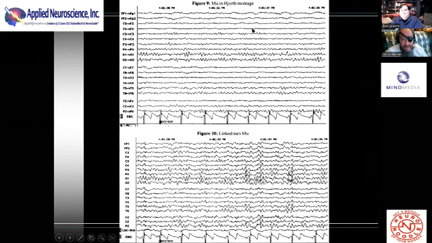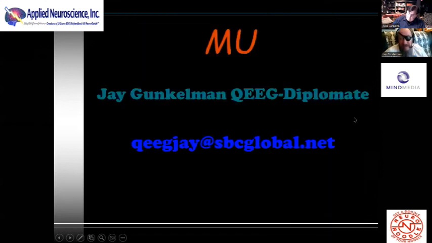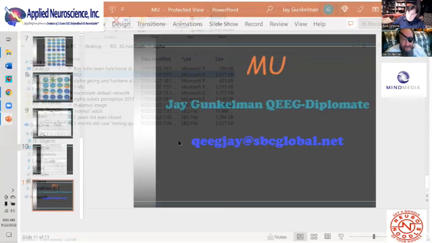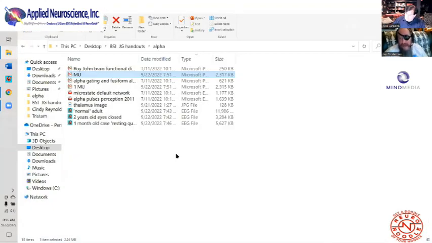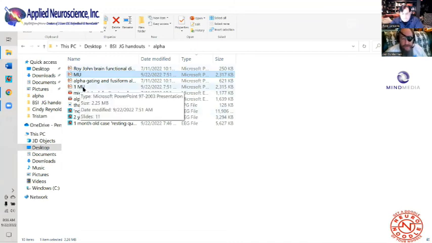This is Fjorth or Laplacian montage, C3, C4. This is linked ears, C3, C4. Again, the montage you're using ends up making a big difference as to whether you can see the mu, which is a form of background alpha. Again, it's its own name. It's got its own generator. It's a bit of a different feature, but when we're talking about mu, we've got to talk about it as well.